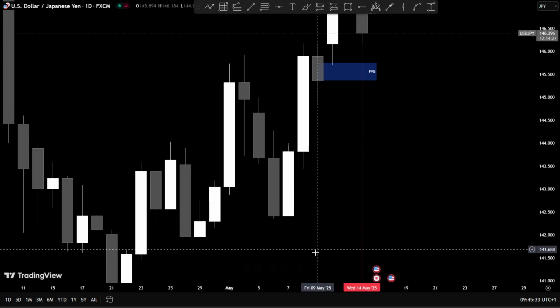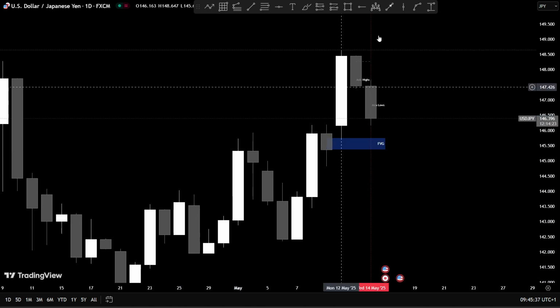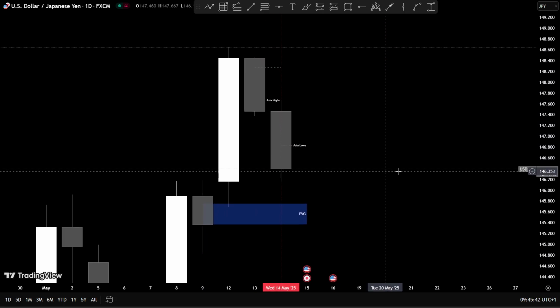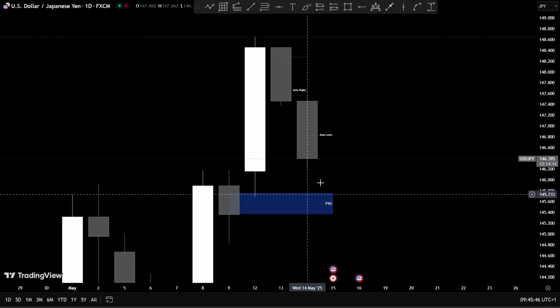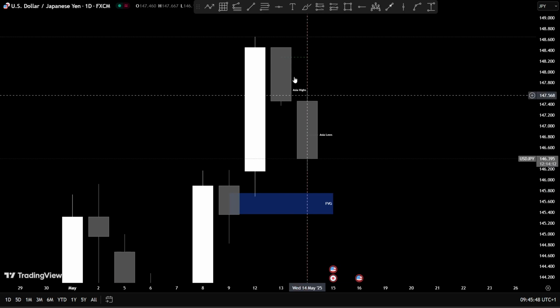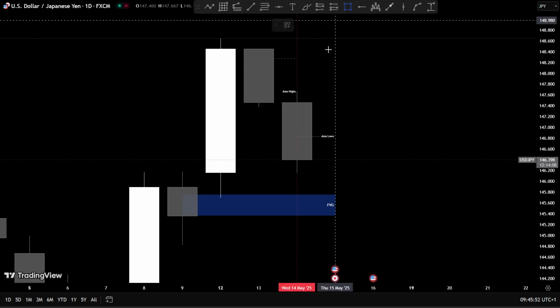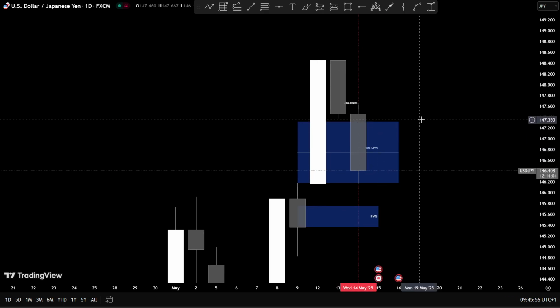On the daily we are bullish. Right now we are bearish, but I'm telling you the overall move, the order flow, is bullish on the daily. So we just created the higher highs, now we're creating the higher lows, and we're retracing back into this daily fair value gap.